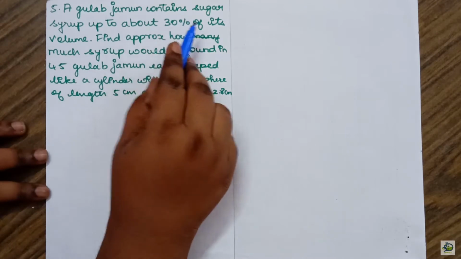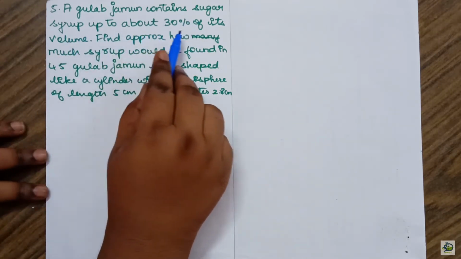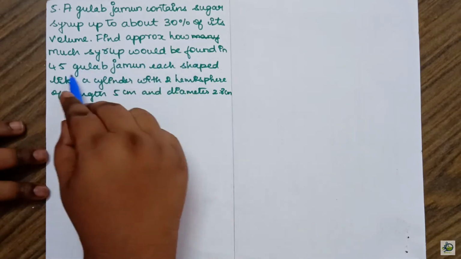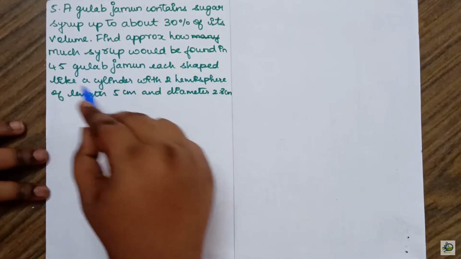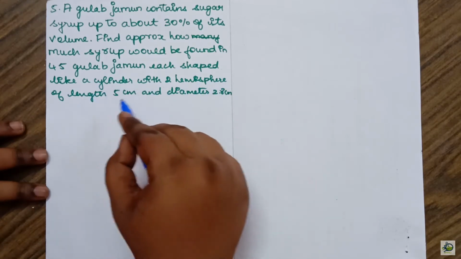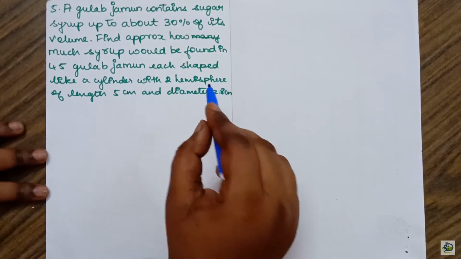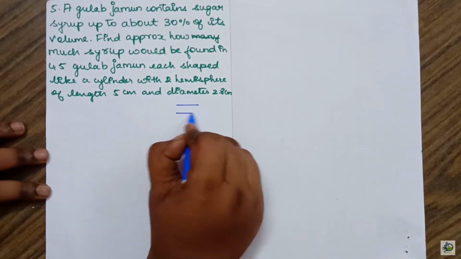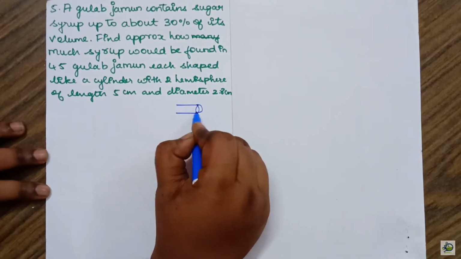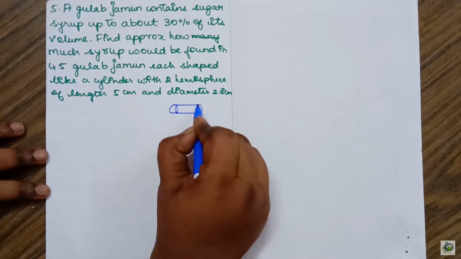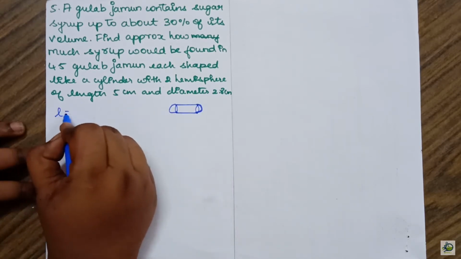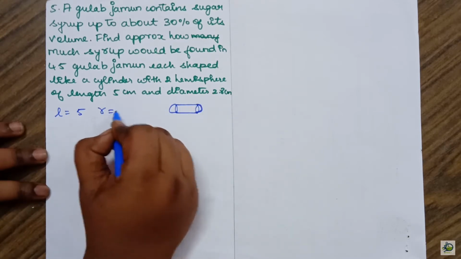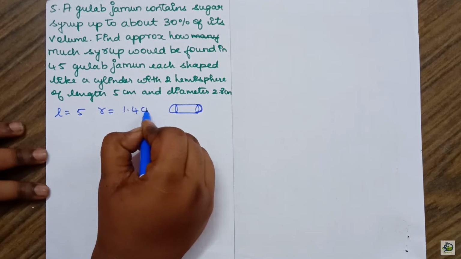A Gulab Jamun contains sugar syrup up to about 30% of its volume. Find approximately how much syrup would be found in 45 Gulab Jamun, each shaped like a cylinder with two hemispheres of length 5 cm and diameter 2.8 cm. So the Gulab Jamun is nothing but a cylinder with its two sides fitted with hemisphere. It is given that length is equal to 5 centimeter, diameter is 2.8, so radius is 1.4 centimeter.